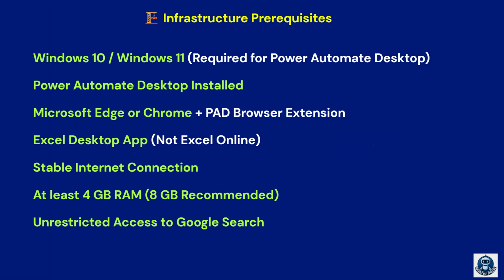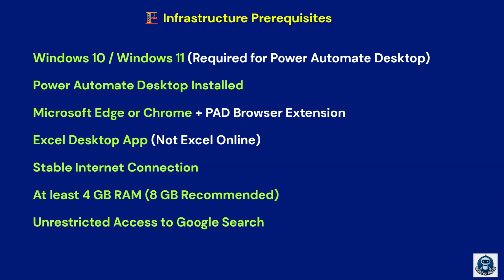Before we start building our web automation, let's make sure your system is ready. You'll need a Windows 10 or Windows 11 computer with Power Automate Desktop installed. Make sure you're using either Microsoft Edge or Google Chrome, along with the Power Automate browser extension. We'll be writing the exchange rate into an Excel file, so the Excel desktop app should also be installed. A stable internet connection is required since the automation fetches live data from Google.